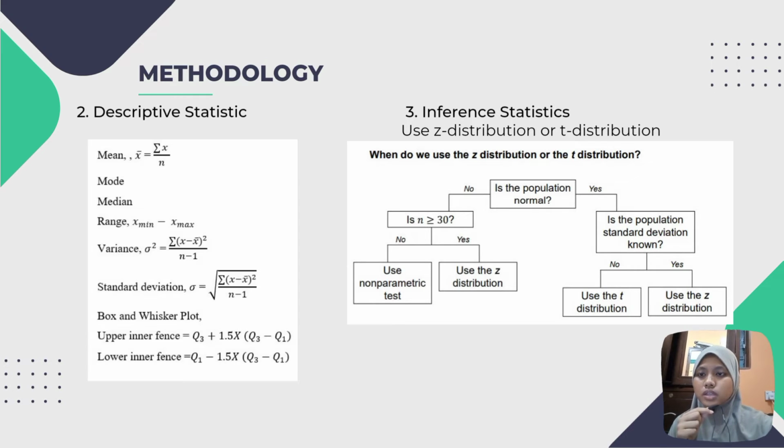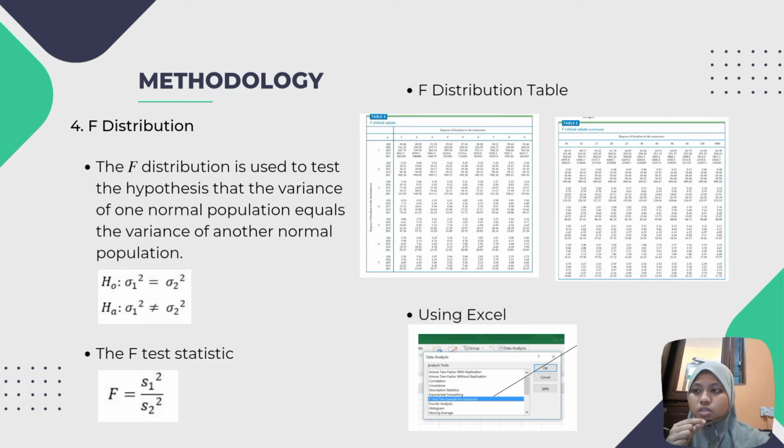Thirdly, we find the inference statistics, whether we want to use the Z distribution or T distribution. After that, the last one is the F distribution. The F distribution is used to test the hypothesis that the variance of one normal population equals the variance of another normal population. After that we use the F test statistic, and then we use the F distribution table. In this project, for the calculation of the F distribution, we use Excel.